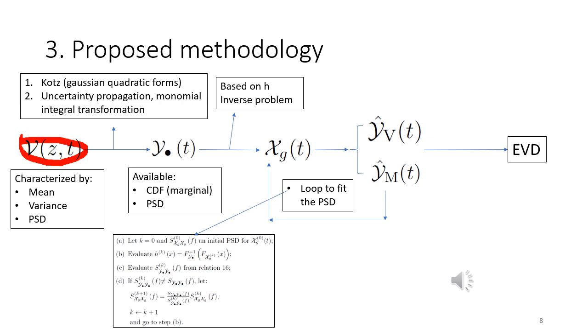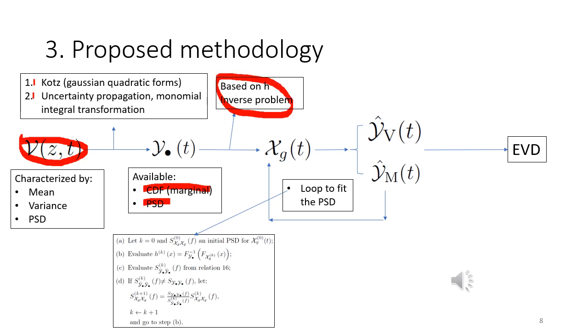This information is, however, limited, and to get it, we use results about the quadratic forms of Gaussian random variables, and also results from uncertainty propagation over an integral transformation of monomial processes. The information we obtain consists of the marginal CDF and the PSD of the output. Now we solve the inverse problem to determine the appropriate Gaussian parent process that will better fit the information we have about the response once we apply the transformation.